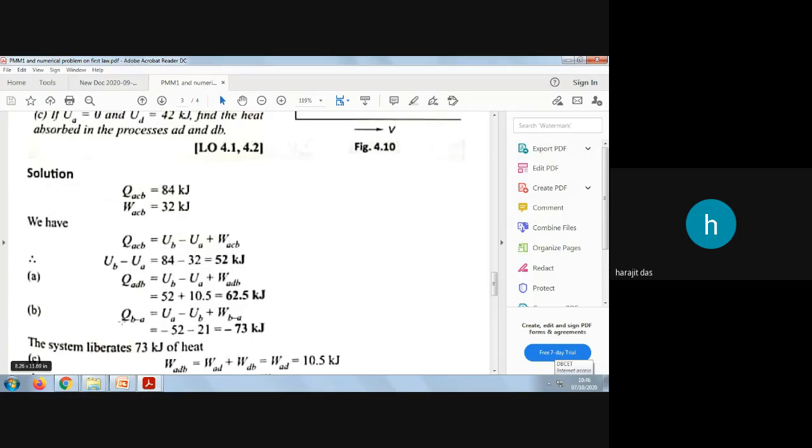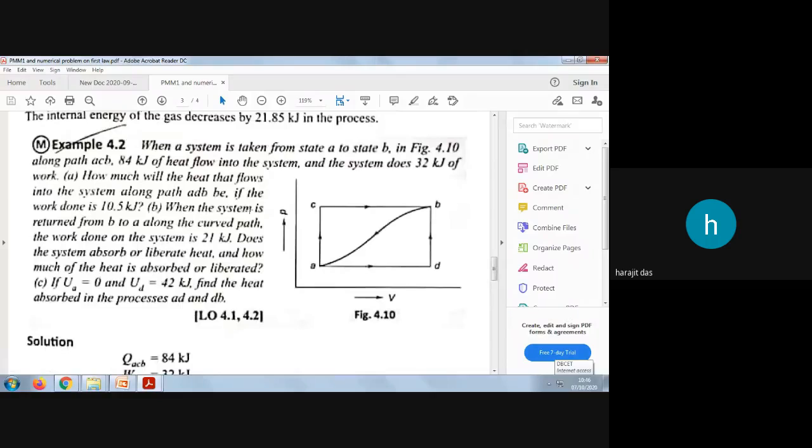Now what is asked in part B: when the system returns from B to A along the curve path, the work done on the system is 21 kilojoule. Work done on the system means this is minus 21 kilojoule. By following the sign convention, W will be negative 21. Does the system absorb or liberate heat, and how much?